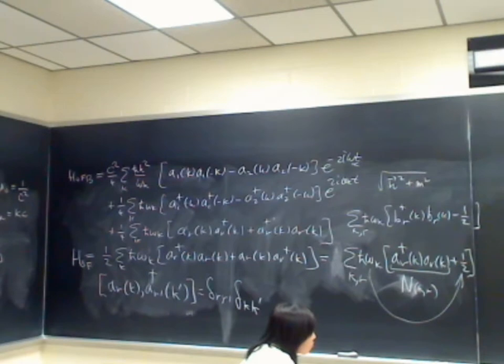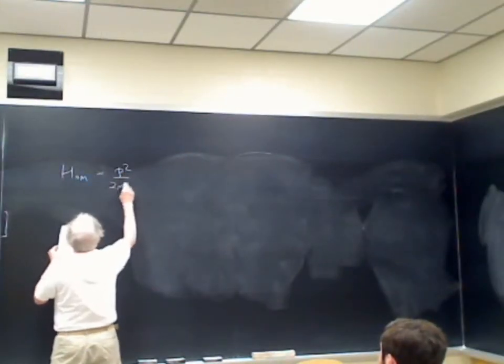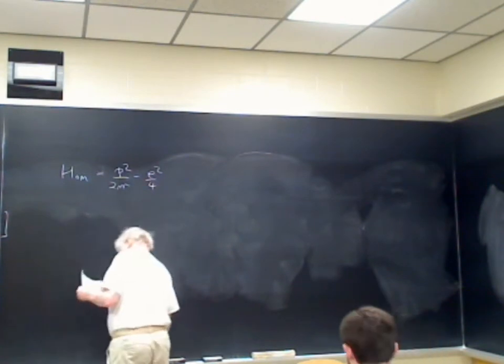All right. I think it's worthwhile seeing this at least once in the class. All right, so we're back to hydrogen. So once again, H0 atomic, or H0 matter, is P squared over 2m minus E squared over R.